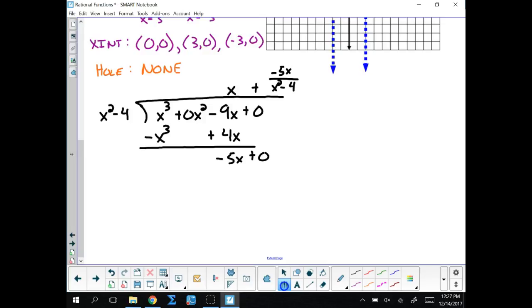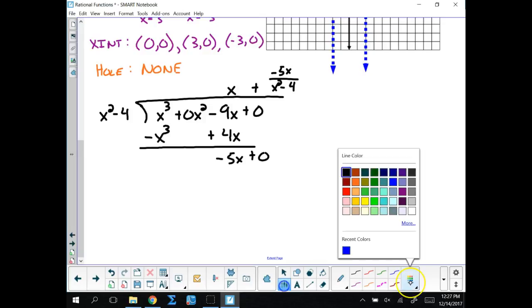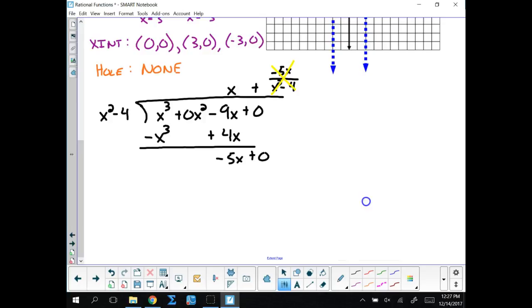So I've done my long division. What do I do now? Drop the remainder. Because when I multiply this in, this line right here is x times x squared minus 4, right? Which is x cubed minus 4x. Right? So I got to line them up. Then I change my signs. So my slant asymptote is y equals x.